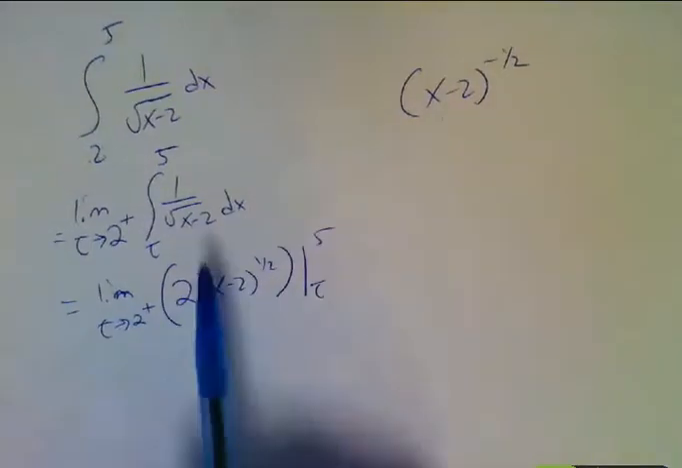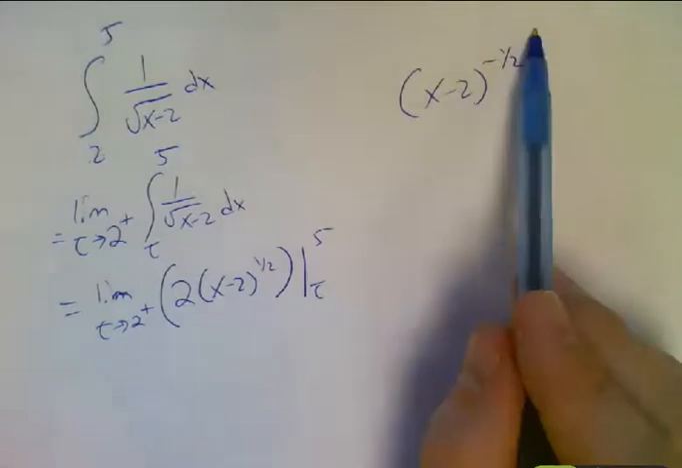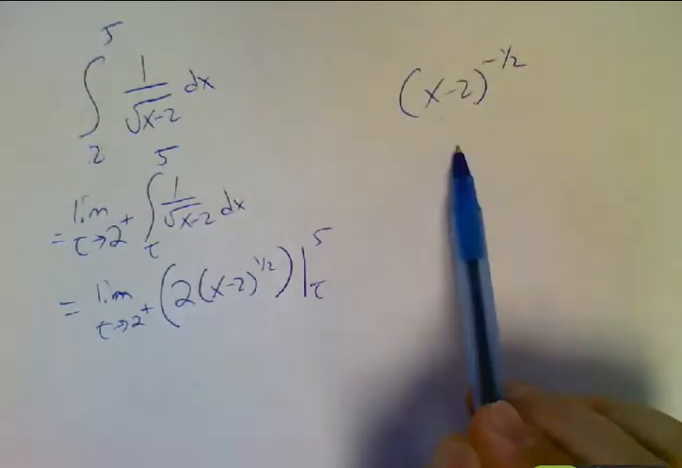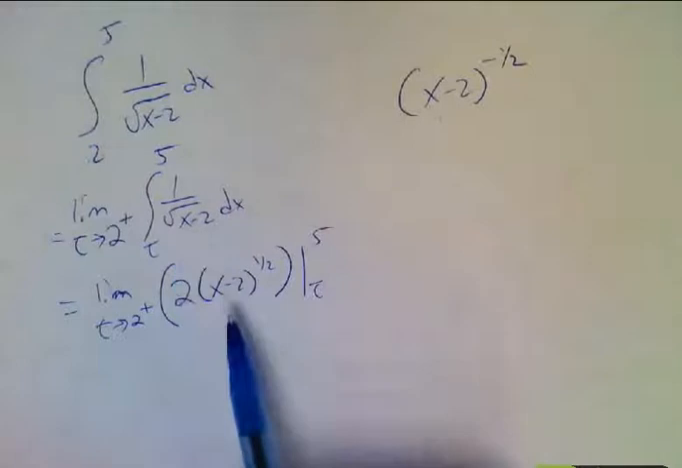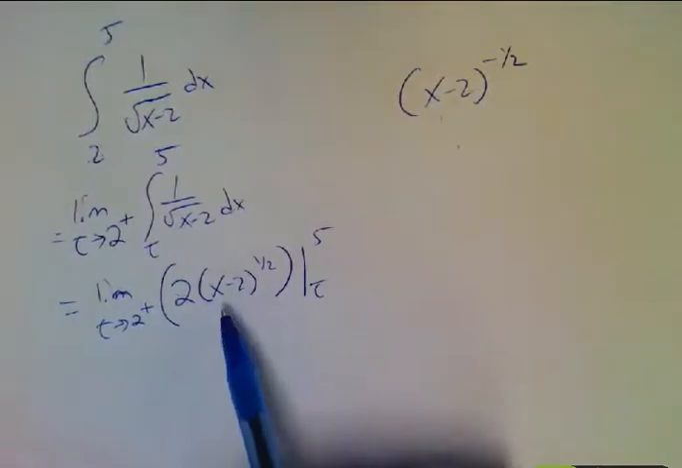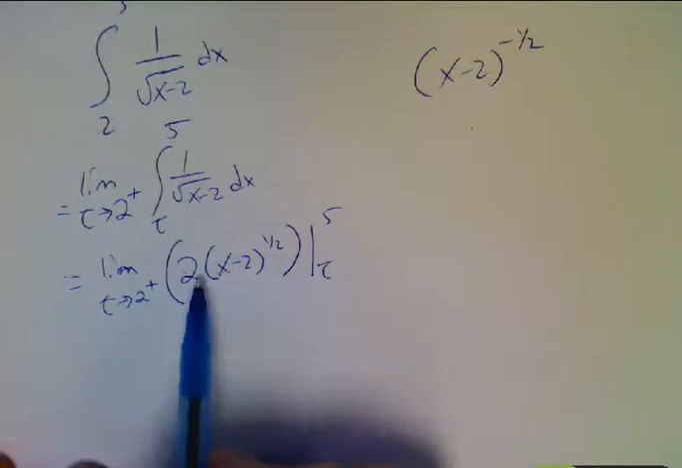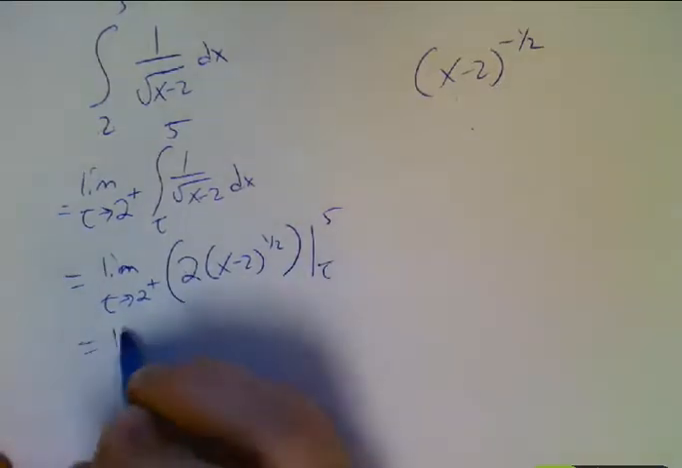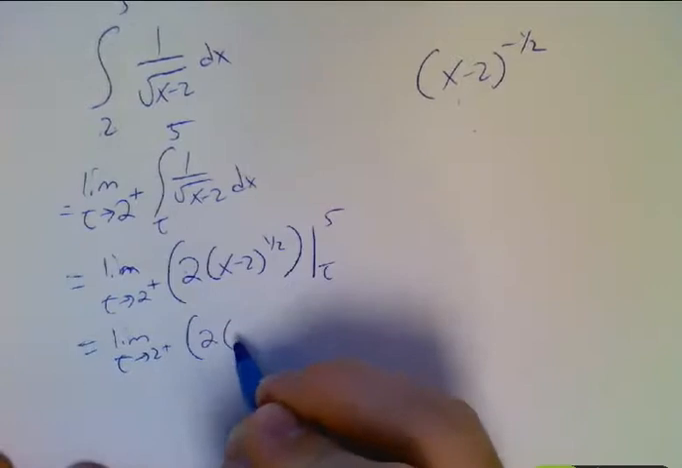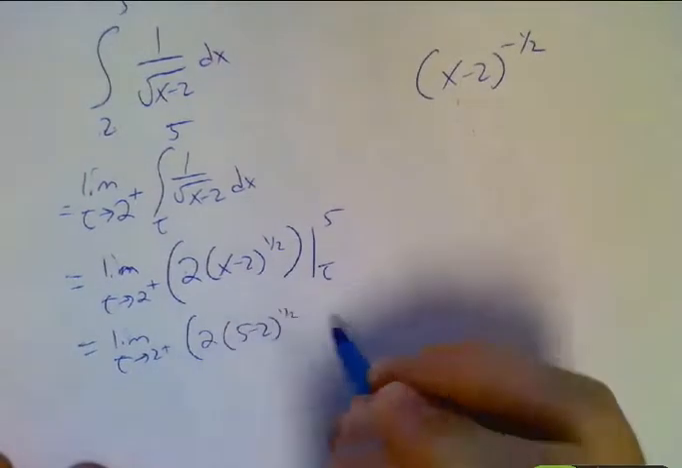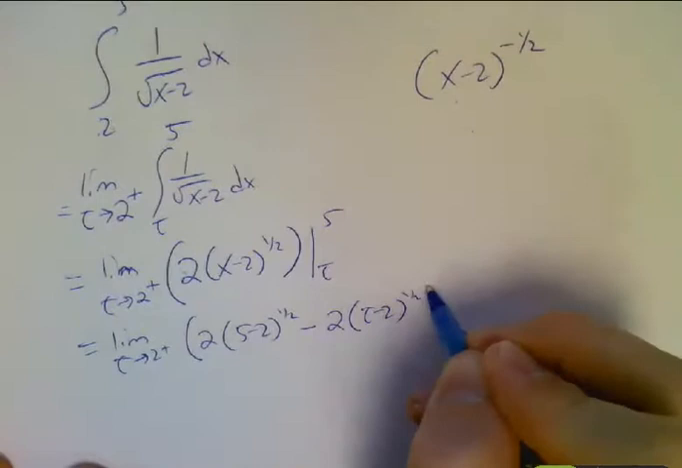The 2 came from, again, if you do the reverse power rule here, it's x minus 2 to the positive 1/2 over 1/2, which becomes 2. So do this out as you need to, however you want to do it, you should get here. If that's causing you a problem, well, then we'll work on that too, but that's not for this video. So this is where we're at. This becomes the limit as t goes to 2 from the right of 2 times the square root of 5 minus 2, minus 2 times the square root of t minus 2.